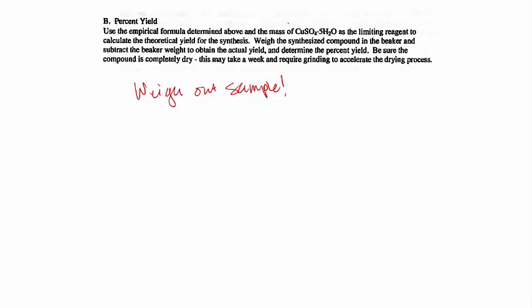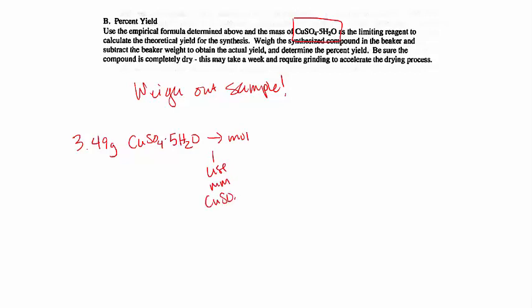starting amount, you'll have your starting amount from last time, how much of this hydrate that you started with. In my video example, I started with 3.49 grams of the copper sulfate pentahydrate. And so you want to convert that to moles using the molar mass, right? Use the molar mass of the whole pentahydrate thing. And then that would be the moles of the hydrate. Convert that to moles of the coordination compound. And they are a 1-to-1 ratio.